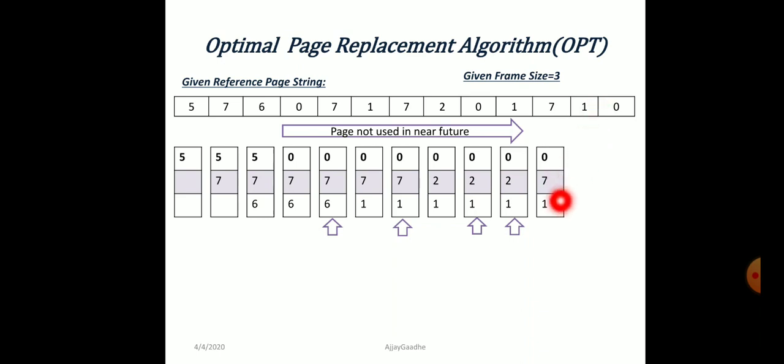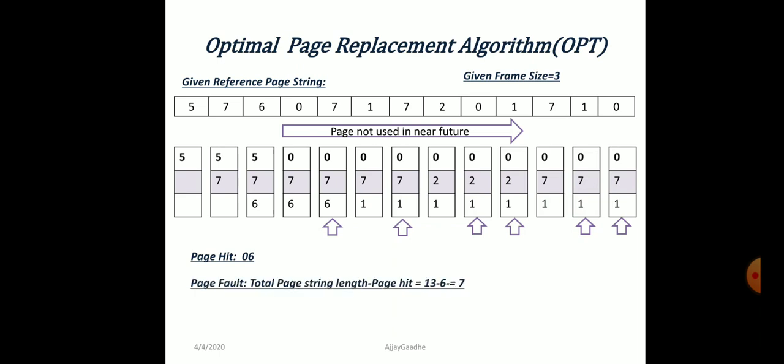The next page, 1, is present there, so it is a page hit. Next requested page is 0. It is already present in the frame, so it is a page hit. So you can see the number of page hits here is 6. The count has increased in comparison with FIFO and LRU, keeping the same frame size and taking the same reference string. So the hit ratio is improved and the fault ratio is decreased, as desired.